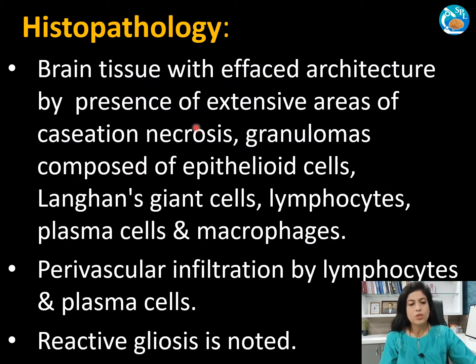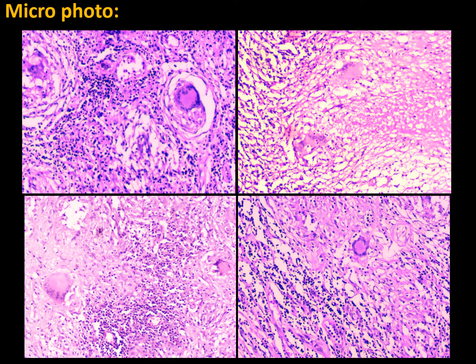The histopathology was very typical, and we saw extensive foci of caseation necrosis. There were well-formed granulomas composed of epithelioid cells, Langerhans giant cells, and lymphoplasmacytic infiltrate with macrophages. Perivascular infiltration by lymphocytes and plasma cells was noted, and the peripheral brain tissue showed reactive gliosis. So this is the typical histopathology, the multinucleated Langerhans giant cells. These are the granulomas, and this is the caseation necrosis.